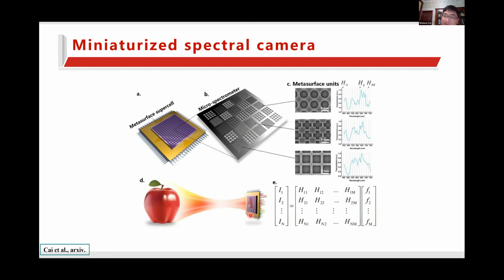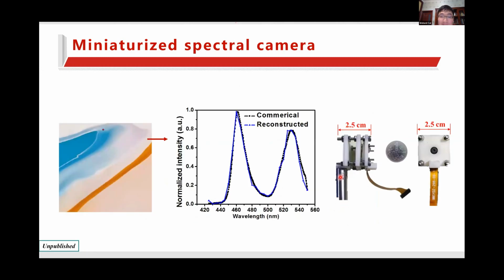And in this way, you can use a flat, very thin glass to construct a spectrometer. And if you make an array, a matrix of these, then you can get a spectral camera. This is another technical approach. Based on this approach, we built a very small spectral camera. We can further reduce its size, and we can build a few of those cameras and do spectral tomography.